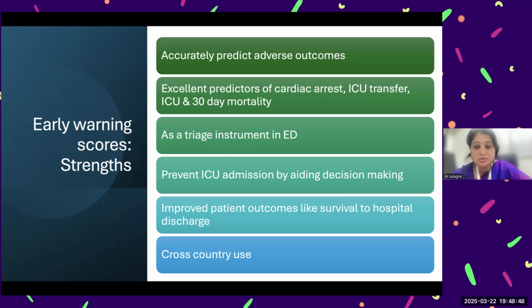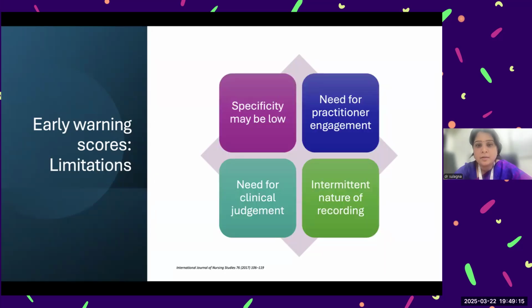It has been observed in hospitals which have implemented these early warning scores, and they can be used across countries in different populations. Although the sensitivity and specificity may vary from country to country and from population to population, their use has increased in the last decade and has actually benefited different populations.